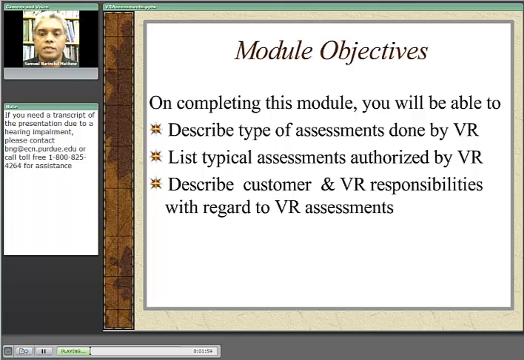The module objectives are as follows. At the end of the module, you will be able to describe the type of assessments done by VR, list typical assessments authorized by VR, and describe customer and VR responsibilities with regard to VR assessments.